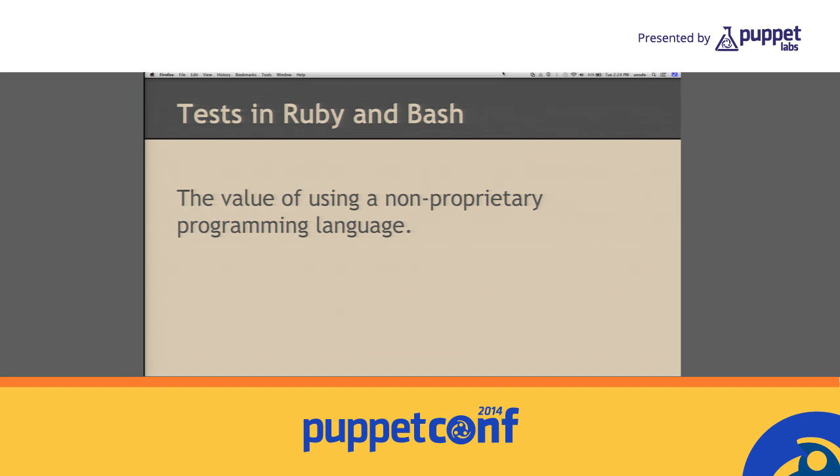If you want to learn anything about that language, you are married to them. You can't take it from one job to another. You're totally stuck. If you decide to move away from it, you're going to have to rewrite everything you've got because it's their language. So one of the neat things about Beaker is it uses Ruby and Bash.